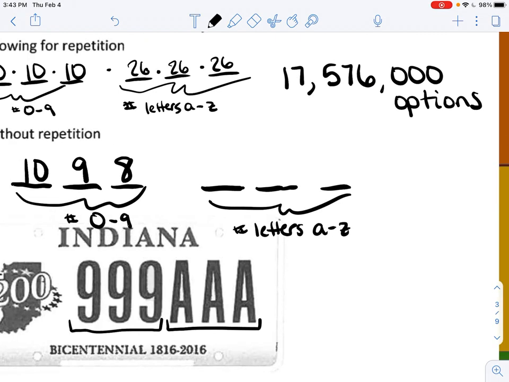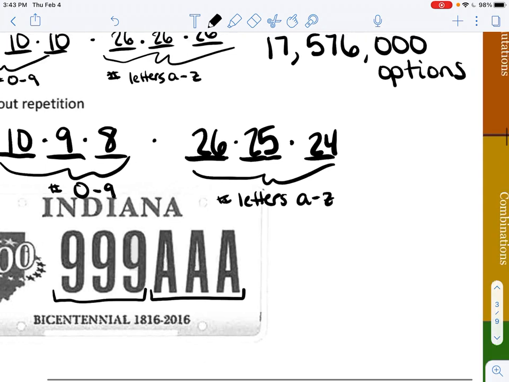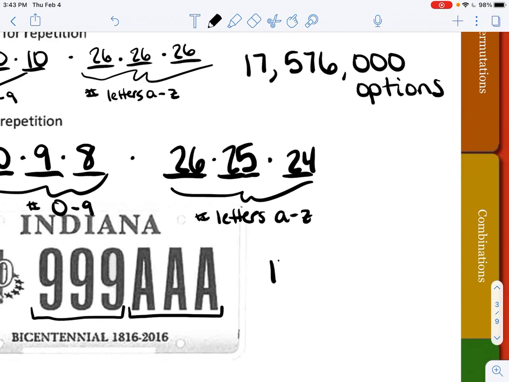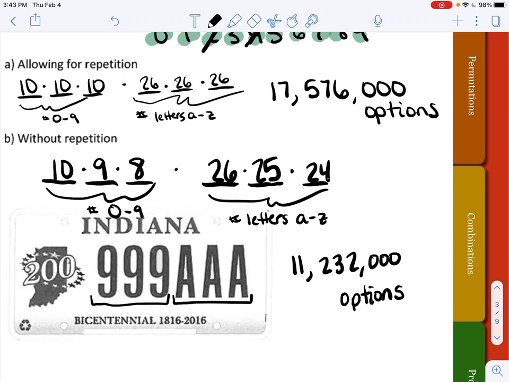Same thing with your letters. You start with 26 choices, but as you use one, if we can't repeat it, you have to take an option away. And then if you have used 2, you have to take it away again. So you end up getting 10 times 9 times 8 times 26 times 25 times 24. And this gives you significantly less options. We actually get 11,232,000 options for this specification. So without repetition, you can't use the letter A twice. You actually have less choices.